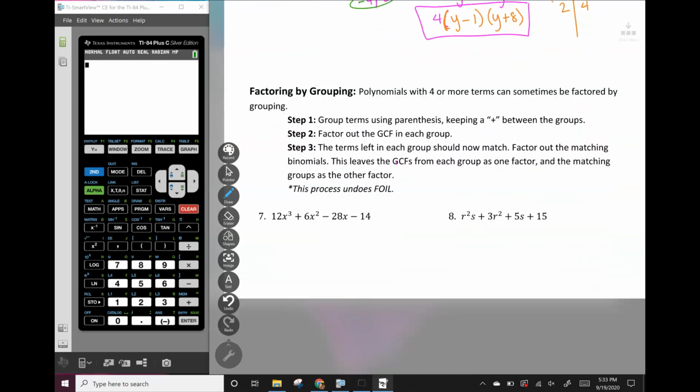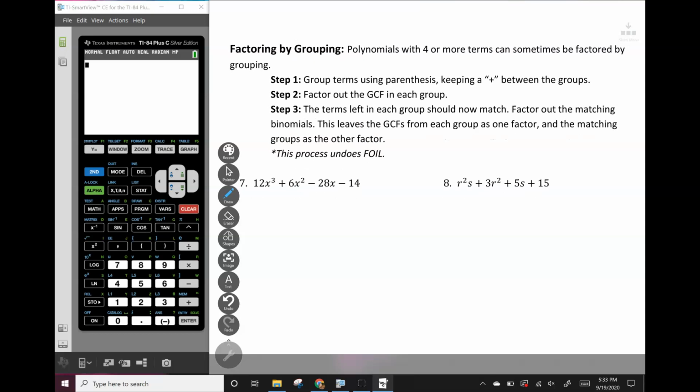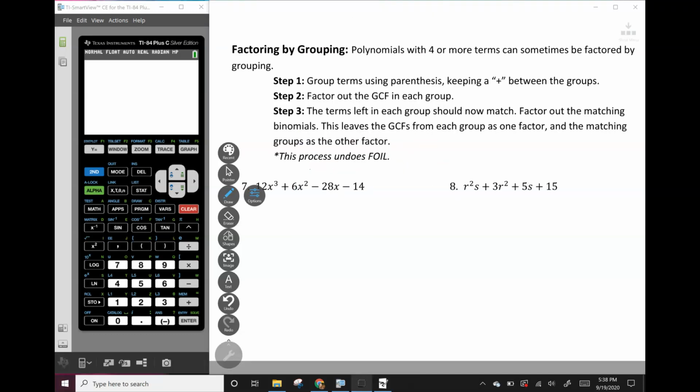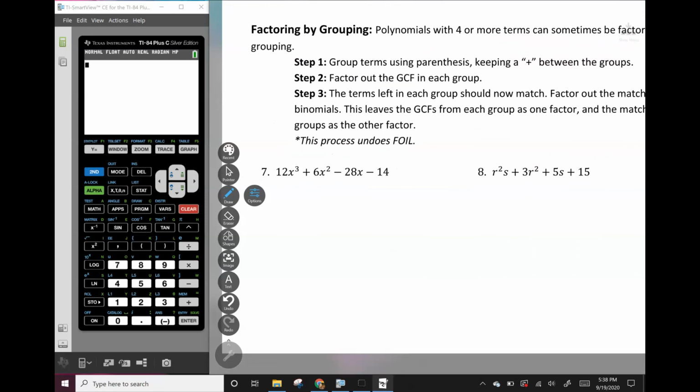Moving along to what's called factoring by grouping. If you have a polynomial that has 4 or more terms, sometimes it can be factored by grouping. We will only give you ones that can be factored by grouping unless your only job is to take out the GCF. All right, so as usual, step 1 is to take out the GCF.